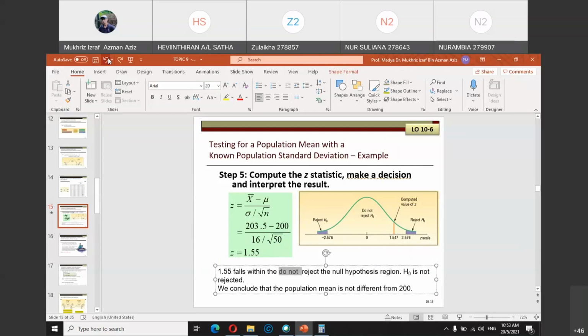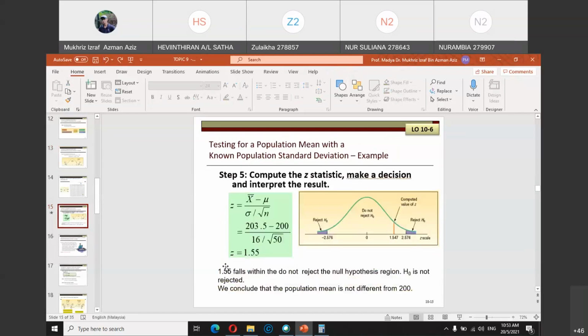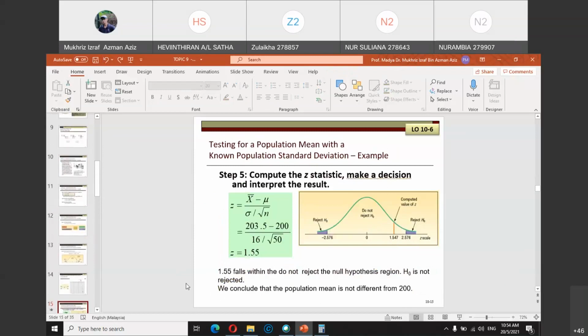But go back to our original solution. 1.55 falls within the do not reject area, so H0 is not rejected. So the conclusion is, because you cannot reject, again, what is your H1? So for this last sentence here, you actually have 3 parts. This is the first part, second part, and this is the third part of the answer.